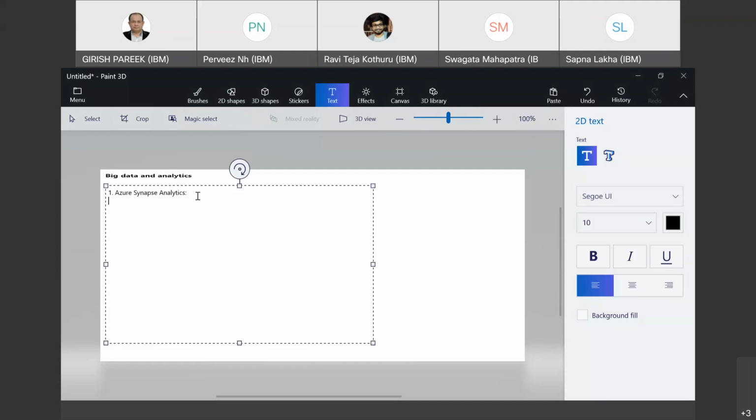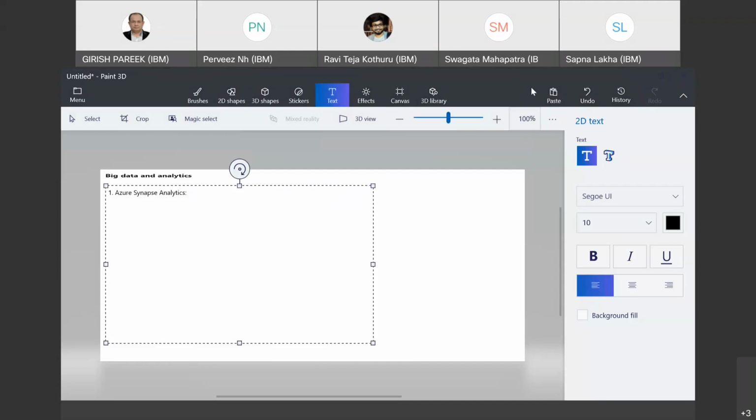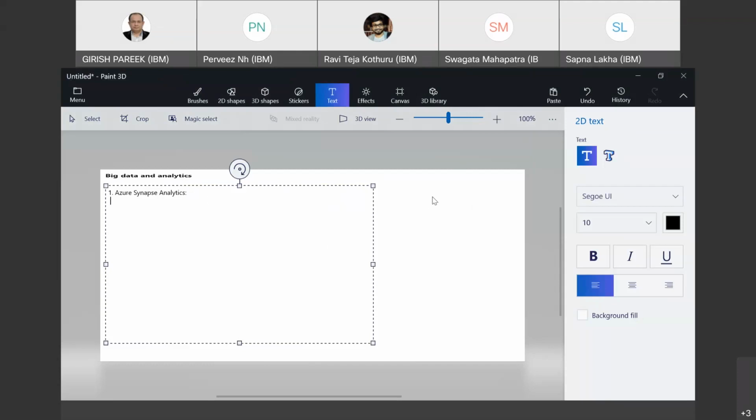different types of options. Now let us understand Azure Synapse Analytics. Azure Synapse is an enterprise analytics service that accelerates time to insight across the data warehouse and big data systems. So there are two types of solutions which it provides. One is the data warehouse solution, and the next is the big data solution.